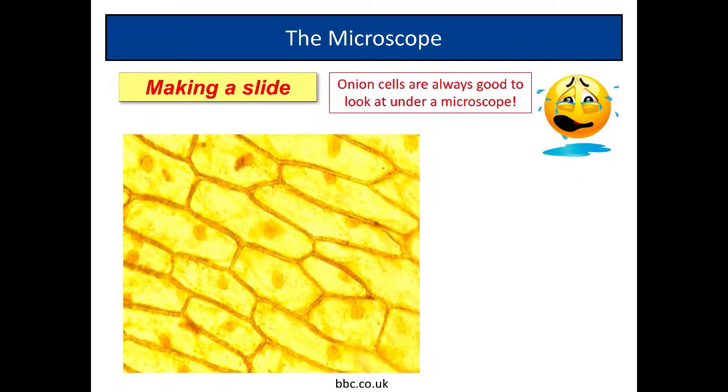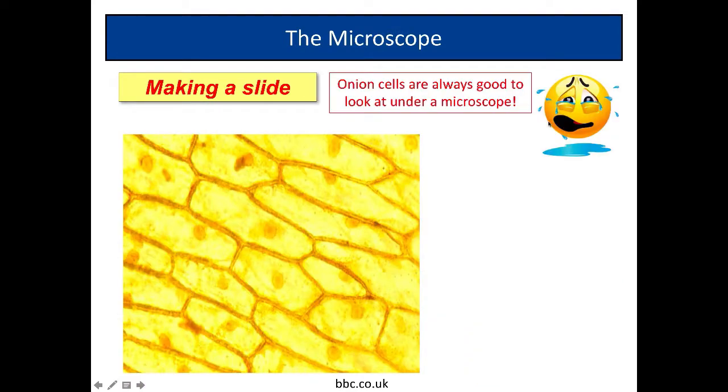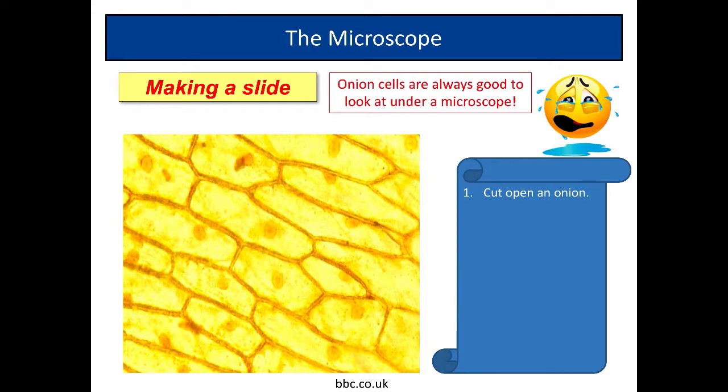Right, now, if you're going to use a microscope, you want to make a slide. And one of the easiest ones to use is an onion cell. So, if you like onions, if they make your eyes water, I apologise about that. But let's have a go at making an onion cell slide. So, first thing to do is cut open an onion.